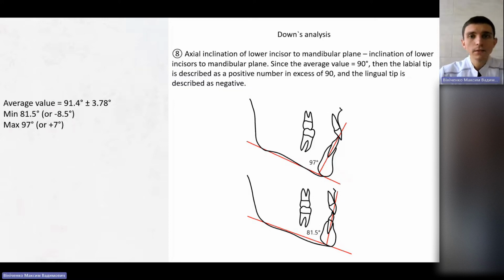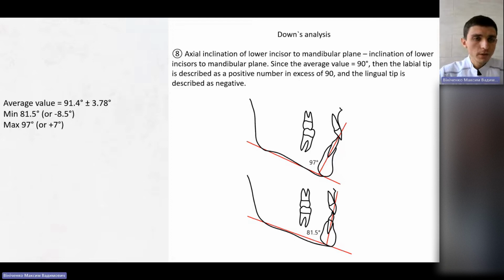Since the average value must be 90, the labial tip is described as a positive number in excess of 90, and the lingual tip is described as negative. So you understand that the average value of the axial inclination of lower incisor to mandibular plane is 91.4 plus minus 3.78. But nowadays, let's say that the average value of this inclination, the IMPA, must be 90.